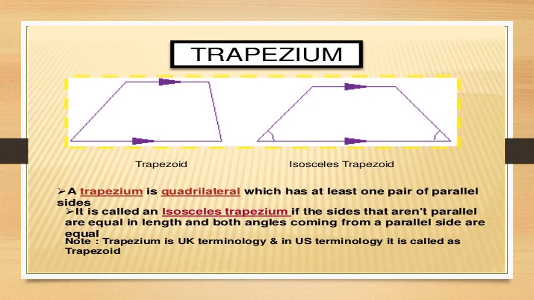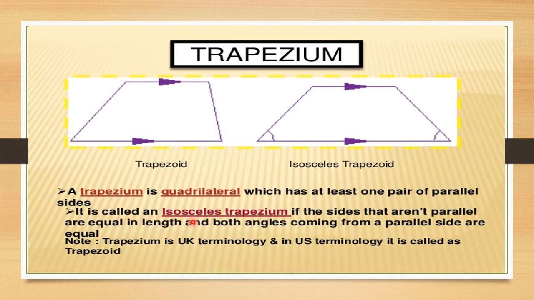Next, I'll go with the trapezium. Here, a trapezium is a quadrilateral which has at least one pair of parallel sides. These two sides are parallel sides. At least one pair of parallel sides. This is the definition of a trapezium.